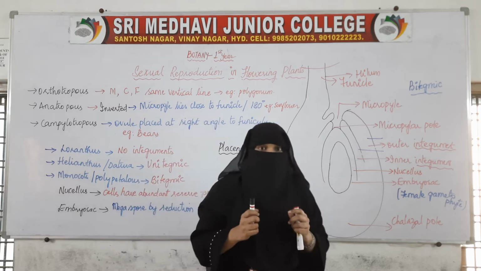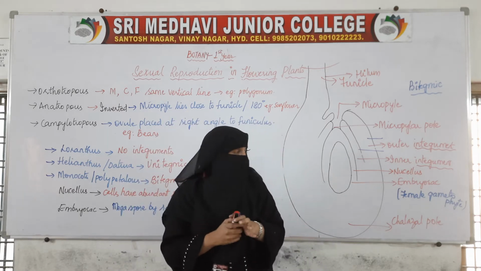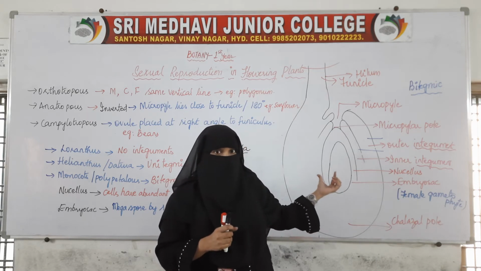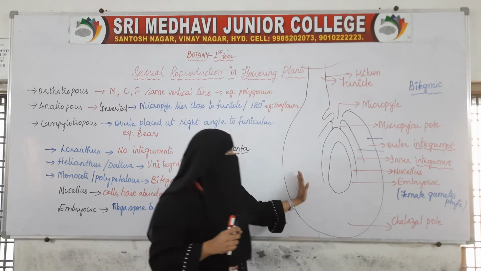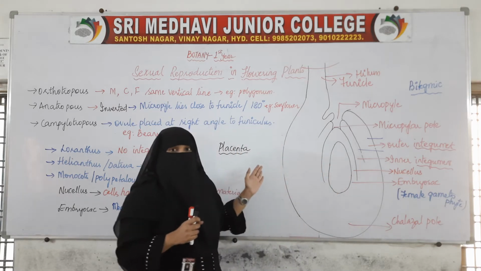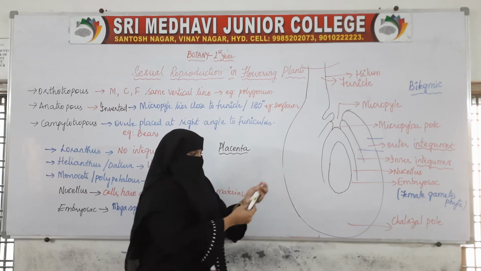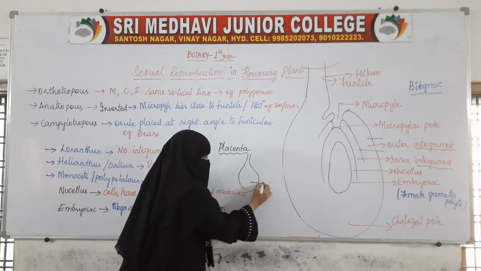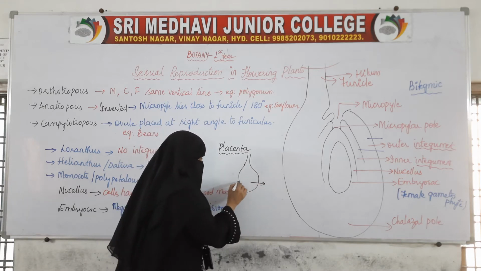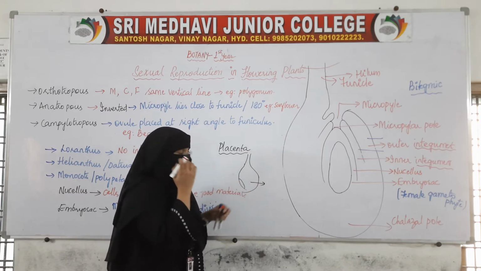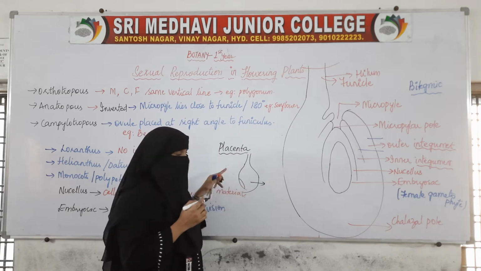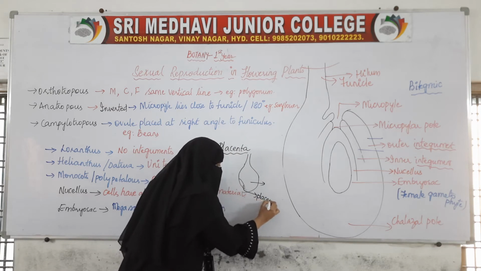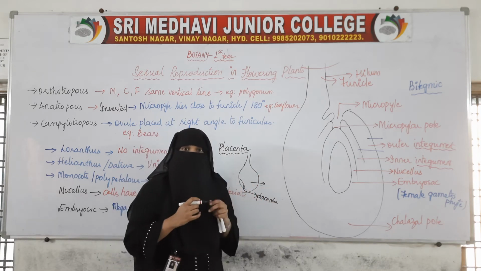Girls, remember this one? In the previous class, I explained the structure of this ovule itself. You just see what I have said. For example, this is the ovary, and this is the ovarian cavity. Inside this ovarian cavity, a sponge-like tissue will be present. This is called the placenta.